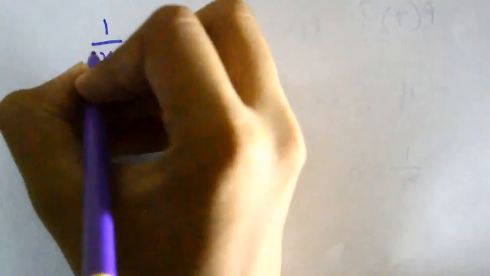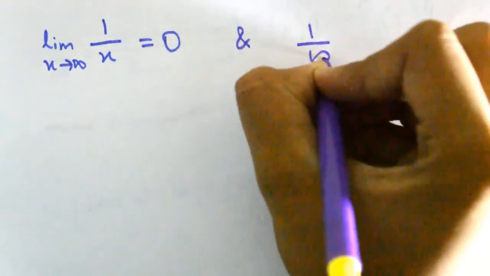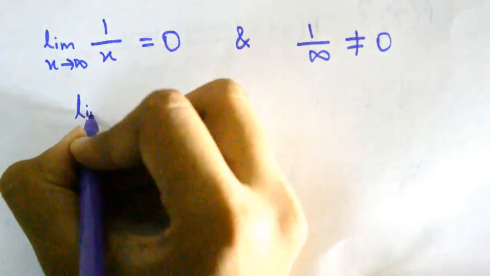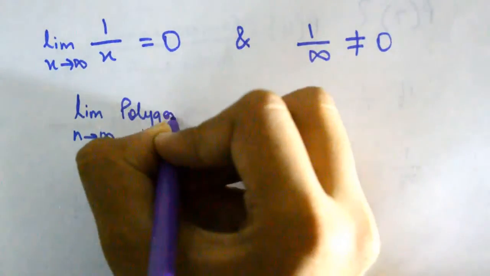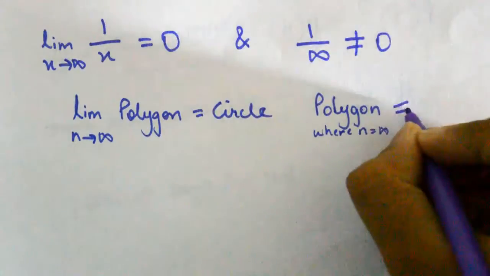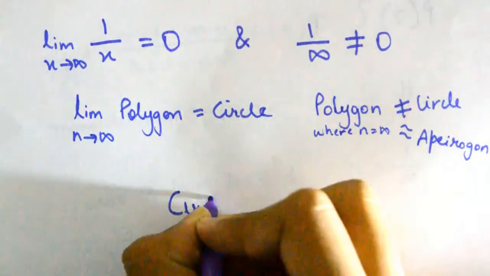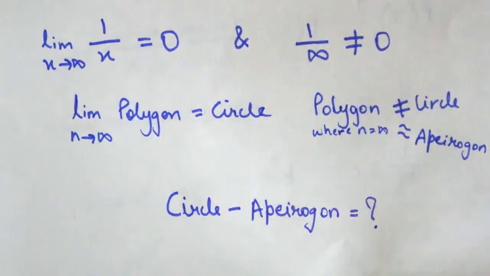So in the same way as 1 by x, where the limit of x tends to infinity, is 0, and 1 by x is very close to 0 but not 0, a polygon with n number of sides where n tends to infinity is a circle, and a polygon with infinite sides is not a circle but similar to a circle, called an epirogon. So what is the basic difference between a circle and an epirogon? It is the difference in the length of their sides.